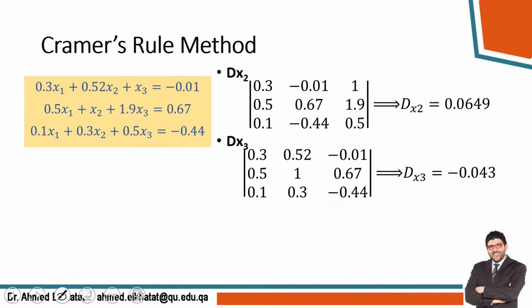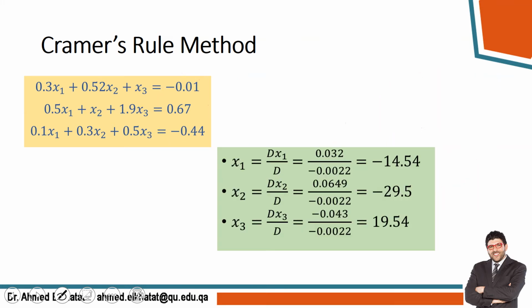Okay, so we can do the same for x2. We only replace the free coefficients in the second position. And for Dx3 we replace the third column, and in all cases we find D, Dx2 and Dx3. So by this we can find x1 equals Dx1 over D, x2 equals Dx2 over D, and x3 is Dx3 over D, and hence there are my values for x1, x2 and x3.